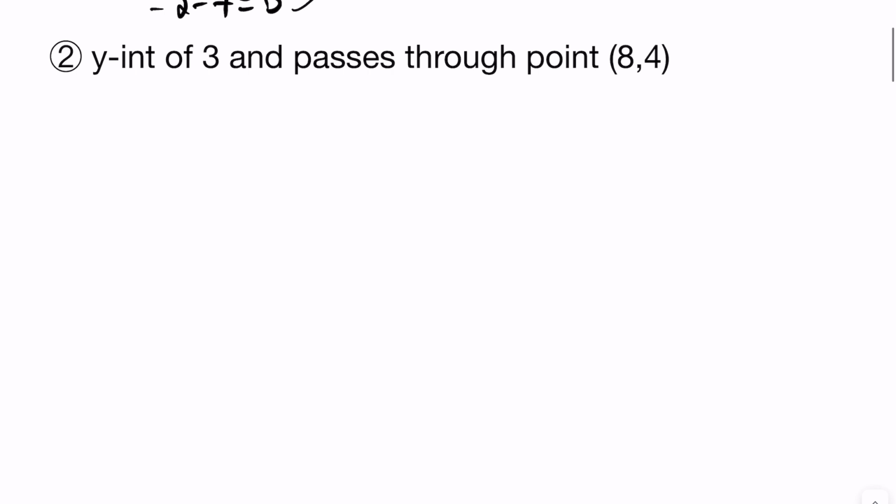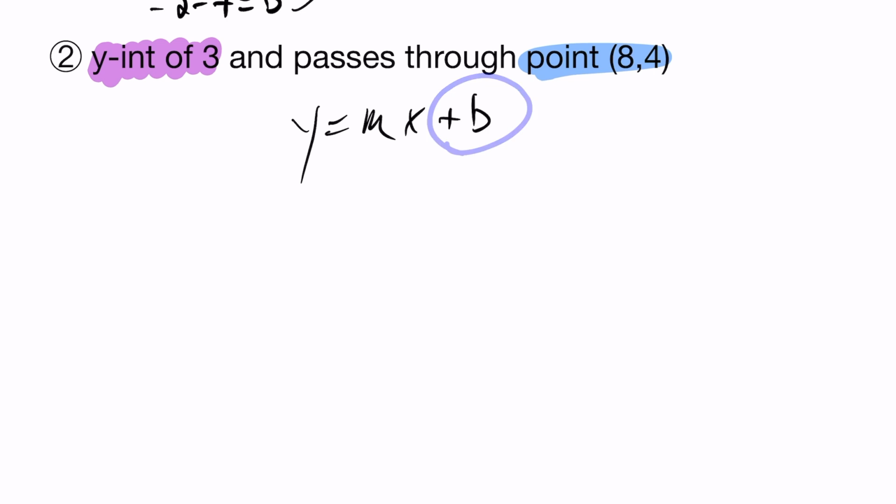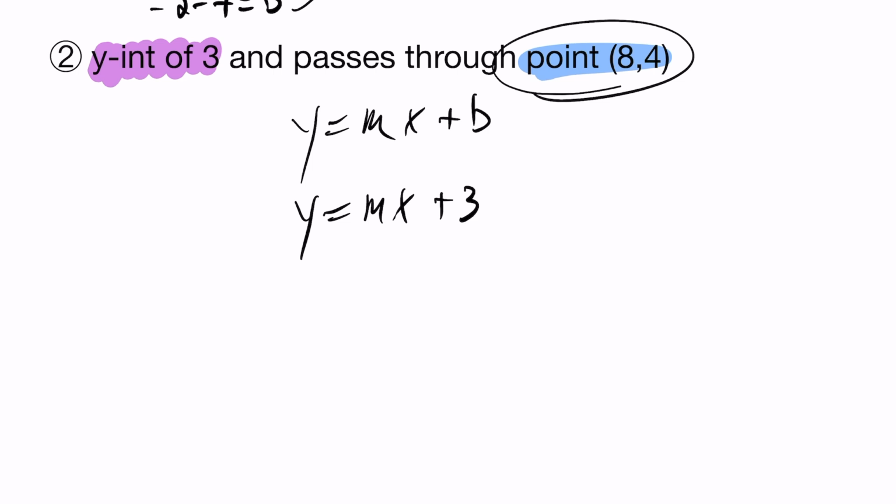So in the next question here, they kind of flip the idea on you. They give you the y-intercept and a point instead of a slope and a point. So again, go to your equation. My equation of a line is y equals mx plus b. This time they gave me my y-intercept, also known as your b value. So I can get rid of that b value and change it to a 3. And now I pass through the point. So I'm going to sub that point in.